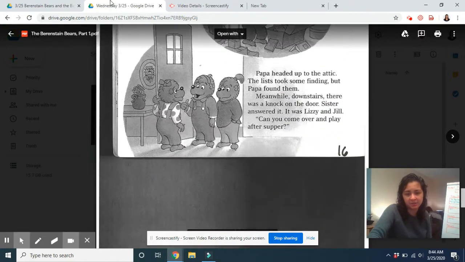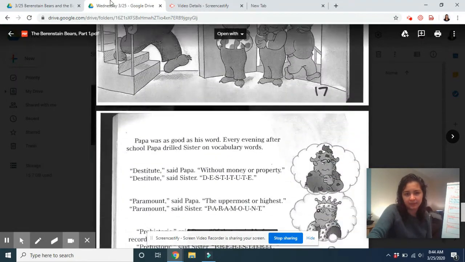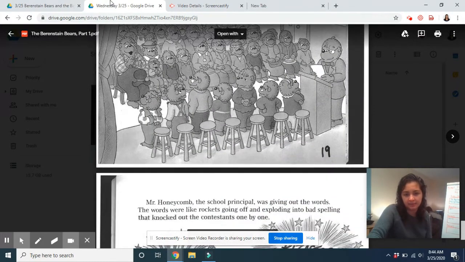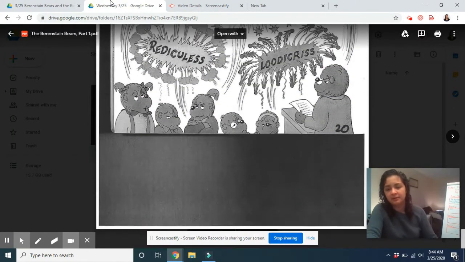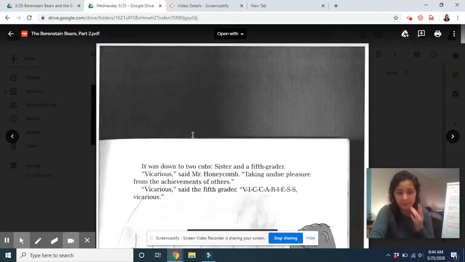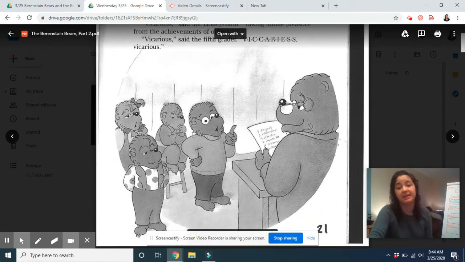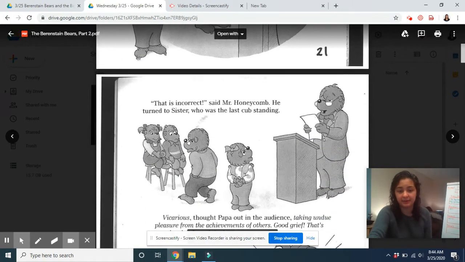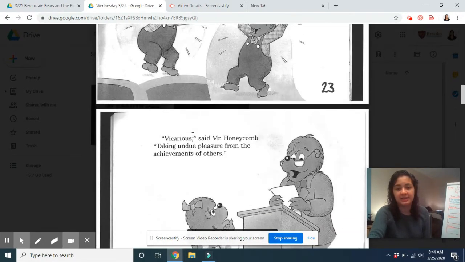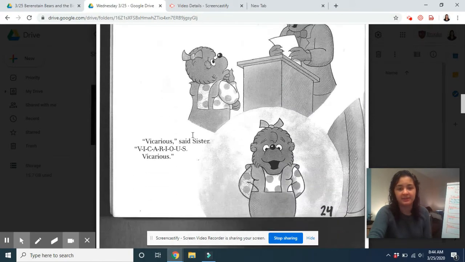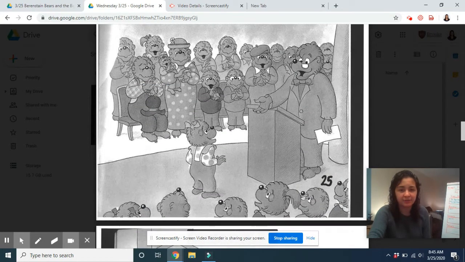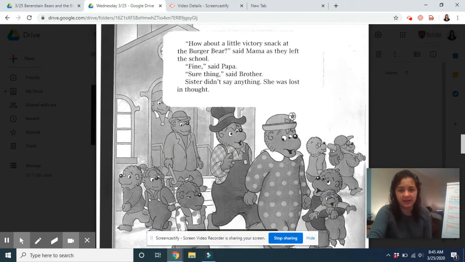We see Papa talking to her. We see him talking to her friends when they try to stop by. Okay. It wasn't in part one, so now we're going to go to part two. Let's see. Now we're getting into the actual spelling bee part. Okay. Now we see Papa's excited. We see that Sister Bear is nervous. Nothing yet that's showing me she's being honest yet.